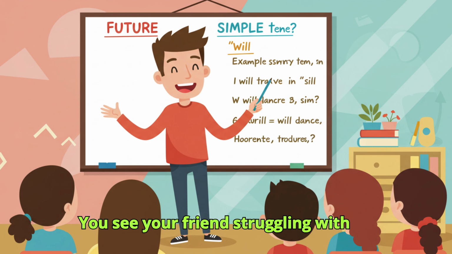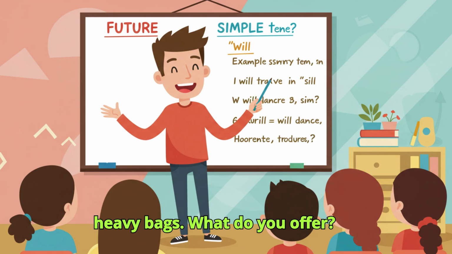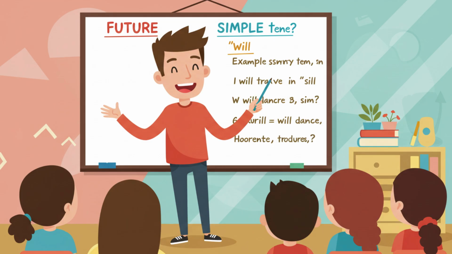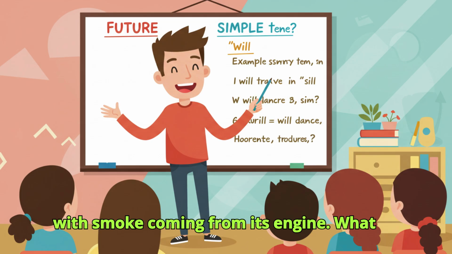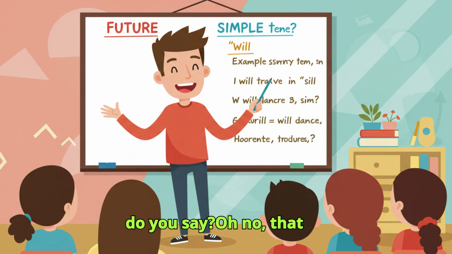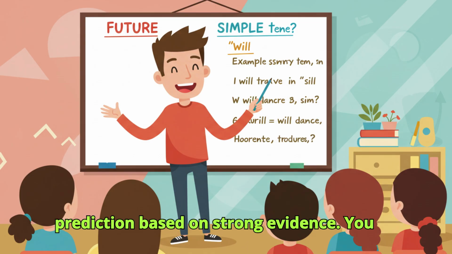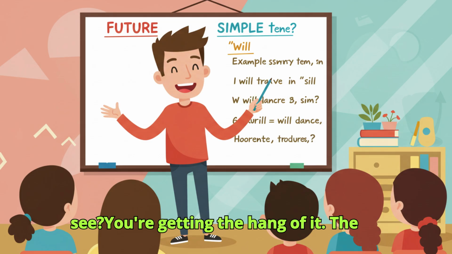Situation 3. You see your friend struggling with heavy bags. What do you offer? "I'll help you with those." That's a spontaneous offer. Situation 4. You look up at the sky and see a plane with smoke coming from its engine. What do you say? "Oh no, that plane is going to crash." It's a prediction based on strong evidence. You see? You're getting the hang of it.